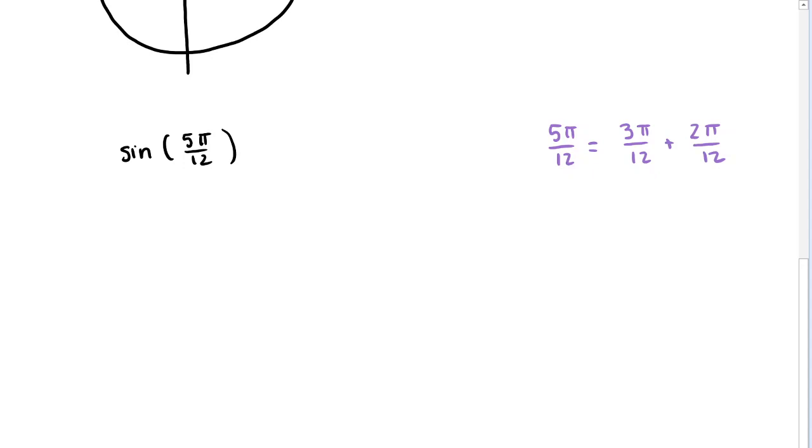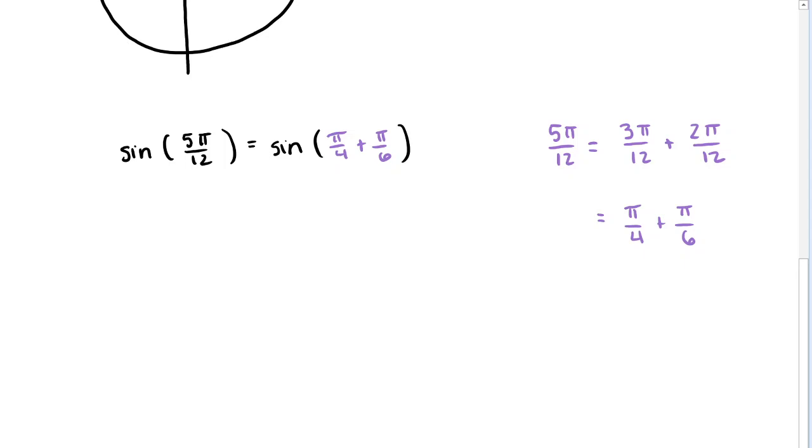And why is this useful? Well, 3 pi over 12 reduces to pi over 4. And 2 pi over 12 reduces to pi over 6. Although our expression didn't include a sum or a difference as the input of our trigonometric function, we can rewrite this unfamiliar angle as a sum of angles we are familiar with, right? So as the sum of pi over 4 plus pi over 6.